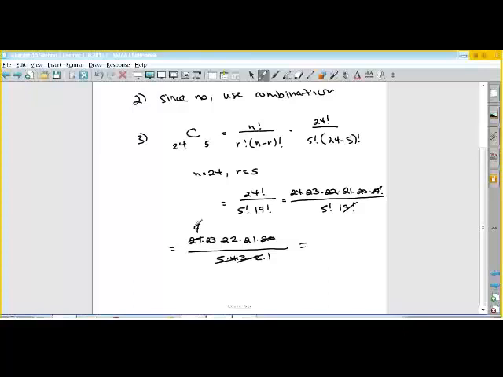So I get 42,504. What that's saying is that I can pick 5 cell phones out of 24, and there are 42,504 different samples that I could collect, which is a pretty big amount.